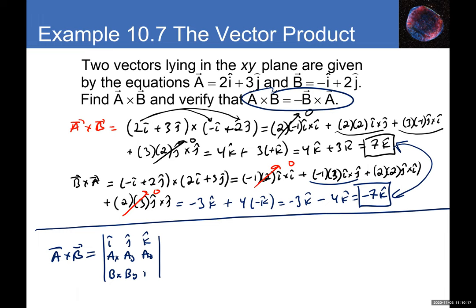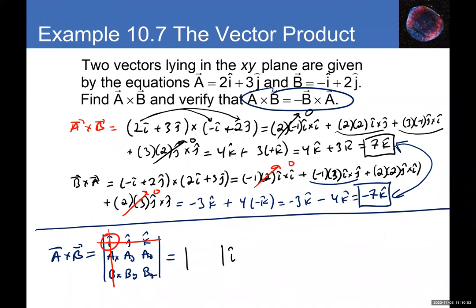So when I do this, I will break this down into three 2 by 2 determinants times the unit vector. The way I do this is like this. First I look at this in terms of I hat. So I cross out I hat, both vertical and horizontal, because I'm using this I hat. This basically gives me what the I hat vector should be multiplied by, a 2 by 2.